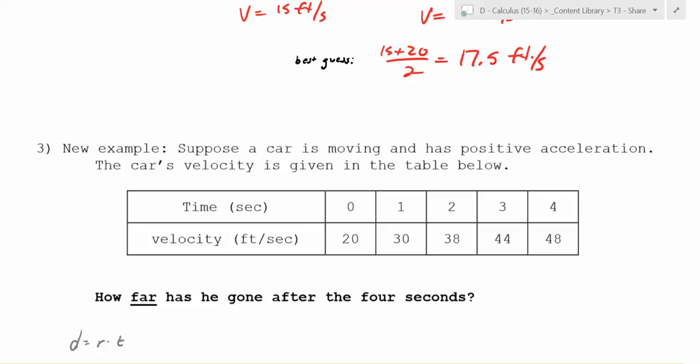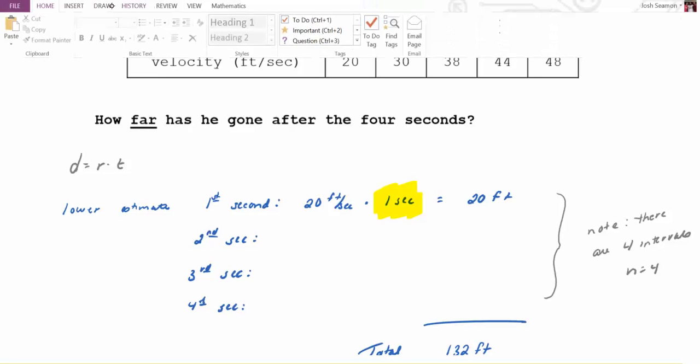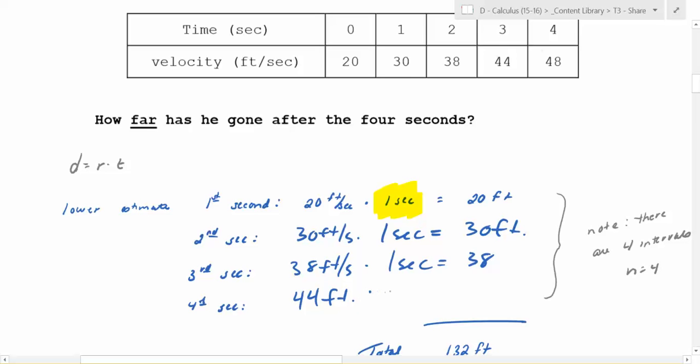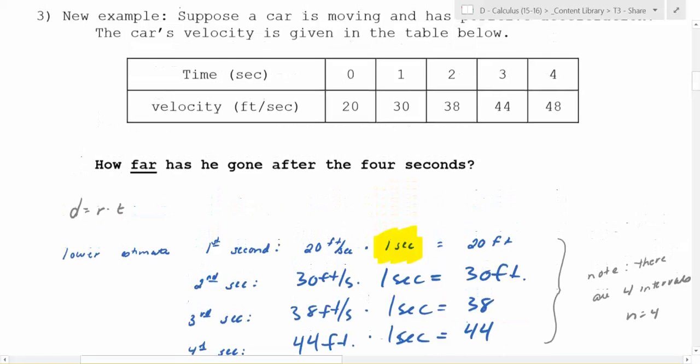Okay, so what would that mean? For the first 4 seconds, what would it look like if we wanted to figure out the distance? Distance is rate times time. So the first one was 20 feet per second for how long? 1 second right there. So if we wanted to keep going with that, we would have 30 feet per second times, again, 1 second. So that's what? 30 feet. And then it would be what? 38 feet per second times 1 second equals 38. And then what would we have? 44 feet per second times what? 1 second again, and that would be 44. When you add that all together, you get what? 132.